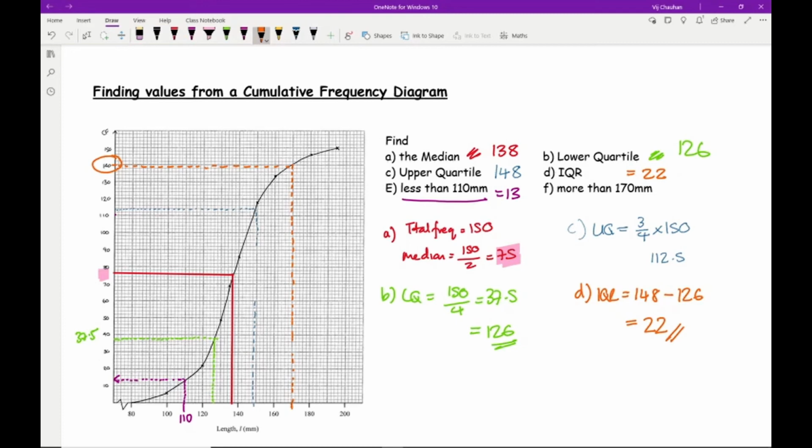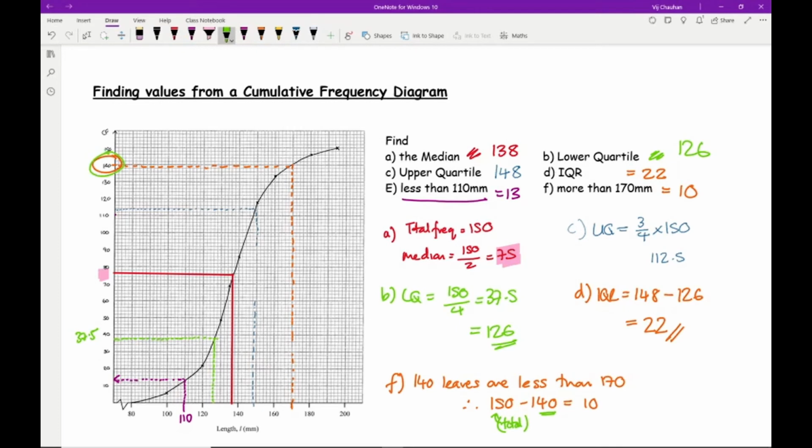Now for this, let's get the orange pen back again. So for F, we know that 140 leaves are less than 170, which therefore means that 150 minus 140 equals 10 leaves are more than 170. So this value here is our grand total of leaves, and this is the number that we've read from the graph, which is 140 rather.